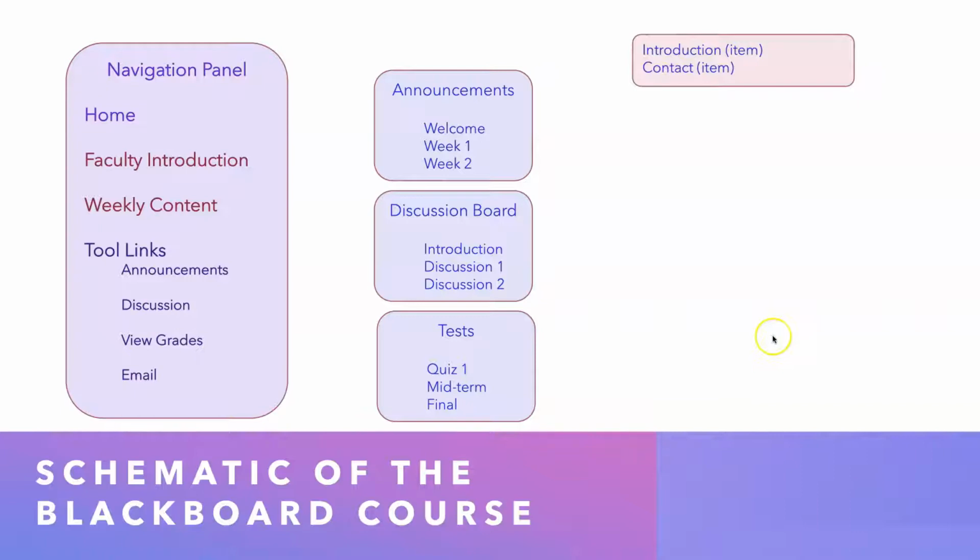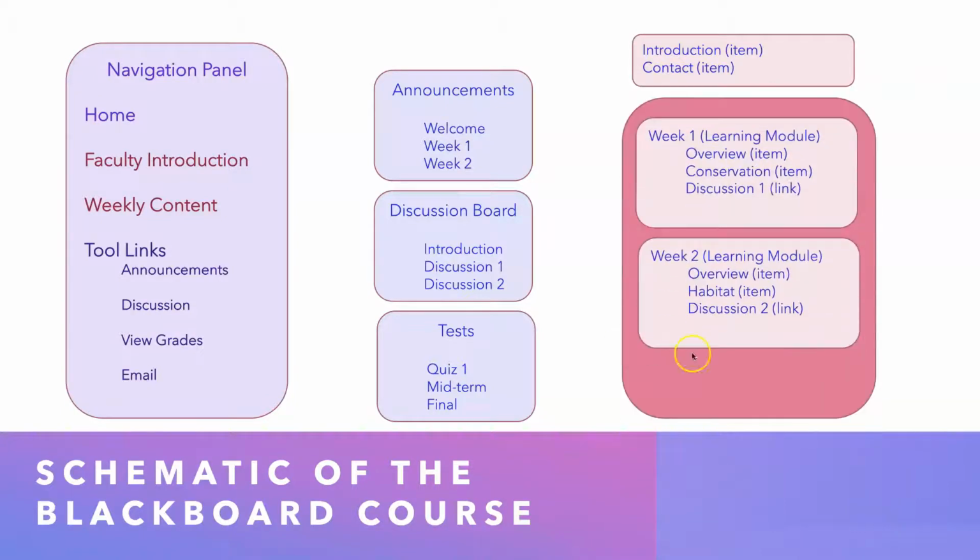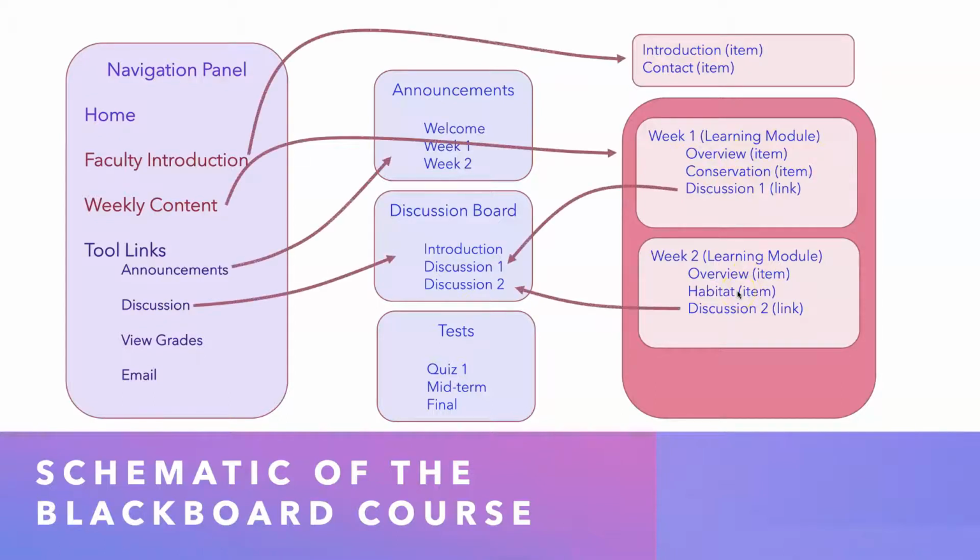Next, we have the content area. So this is where we've set up content using features of Blackboard such as item, and then we've also used the learning module. And then within the learning module, we have the different components which are relevant to that specific module. What can sometimes feel confusing is that we are able to create links to the different components, and therefore it appears like there would be cross links.